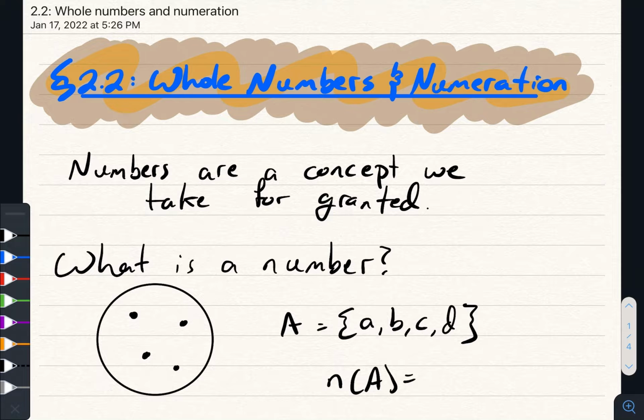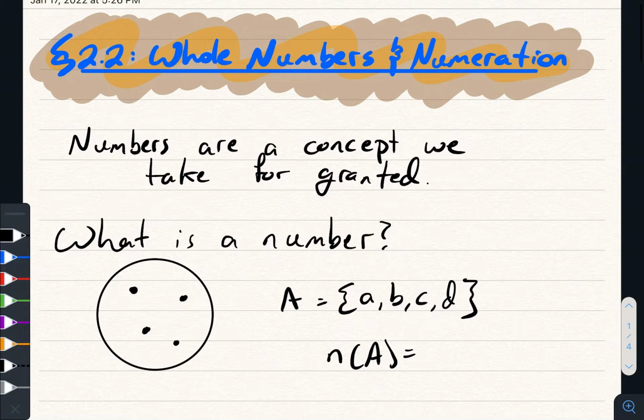It's really just a concept to talk about quantities of things. So here inside of this circle, I have some number of dots. And over here, I have defined a set called A, which contains some number of elements: A, B, C, and D. And so we can define a number to just be something that quantifies how many things are in a set.